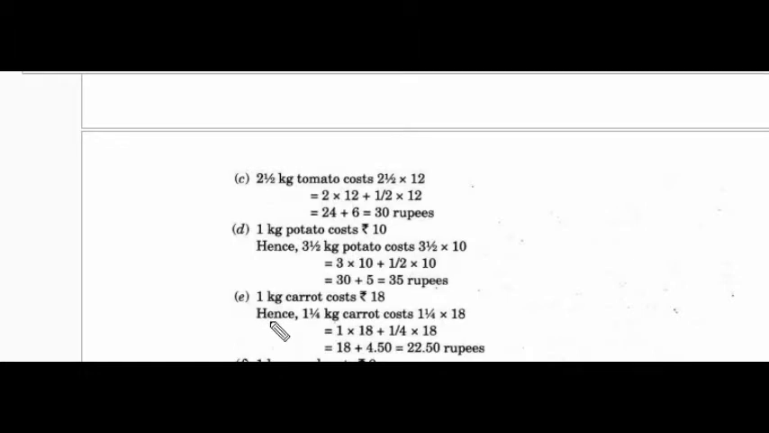Here we are finding out the cost of 1 and 1/4 kg carrot. So 1 kg carrot costs rupees 18. Hence 1 and 1/4 kg carrot cost 1 into 18 plus 1/4 into 18. So 1 into 18 is equal to 18 rupees plus 1/4 into 18. If we divide 18 by 4, we will get 4.50. So 18 plus 4.50 is equal to 22.50 rupees.